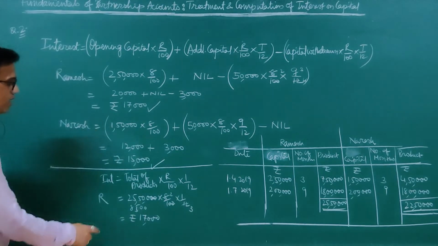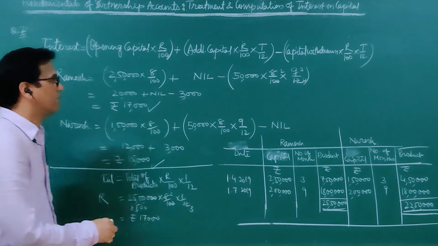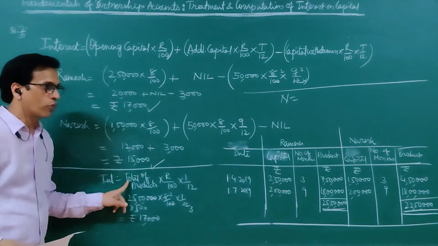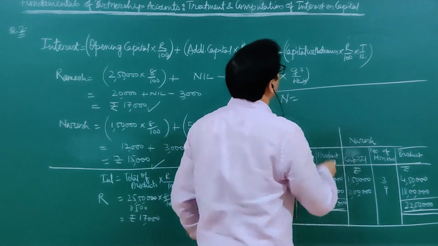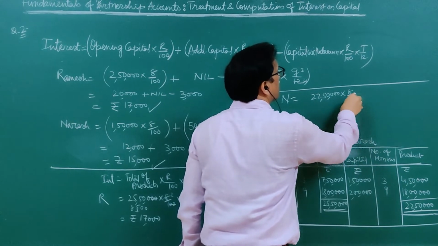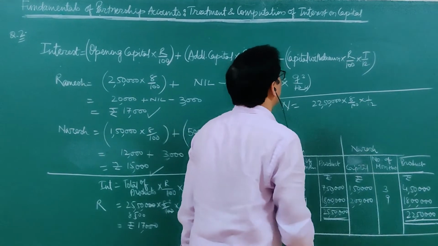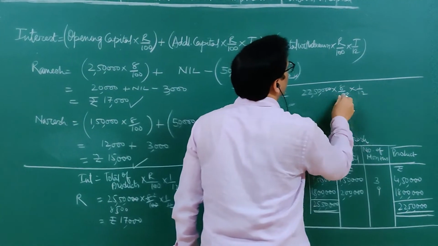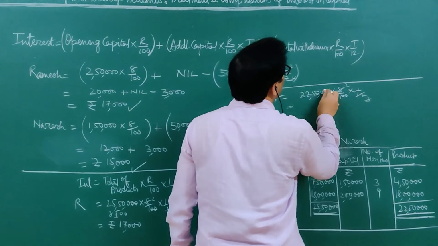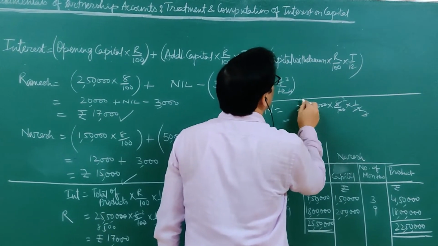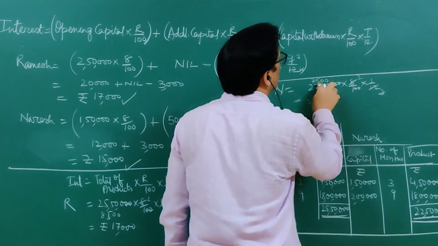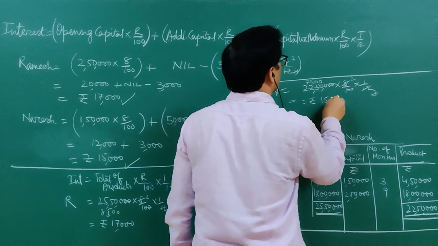This is for Ramesh. Likewise, you can calculate for Naresh. I am calculating it here. Naresh, total product for Naresh is 22,50,000 rupees. Rate is 8% and the unit is 1. Now calculate: 2 zeros on, 4 2s are 8, 4 3s are 12, by 3 we divide it, then it comes 3 7s are 21, 3 5s are 7500, which is equal to, into 2, is equal to 15,000 rupees.